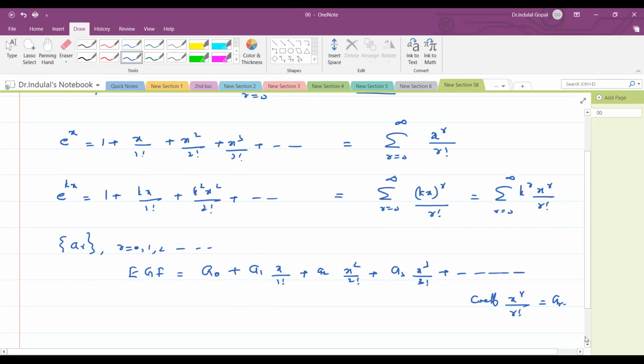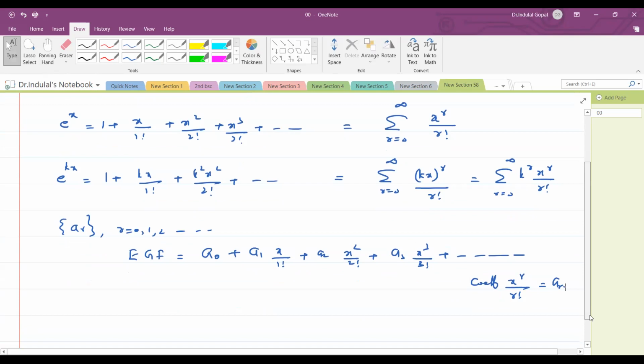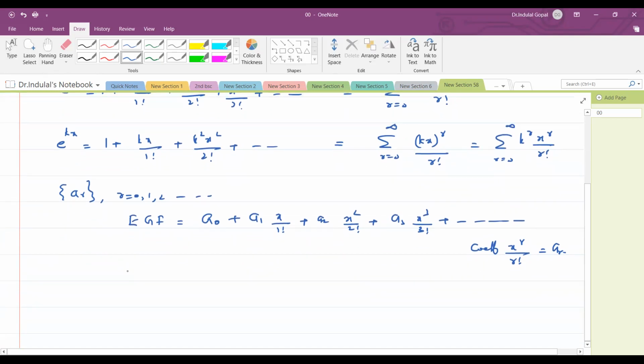And we can see that the exponential generating function corresponding to the sequence a r, where a r equal to 1 for all r, is 1 plus x by 1 factorial plus x square by 2 factorial plus x cubed by 3 factorial plus etc. And that is e raised to x. The exponential generating function corresponding to this sequence is e raised to x. So this exponential function comes as the generating function for a particular sequence.